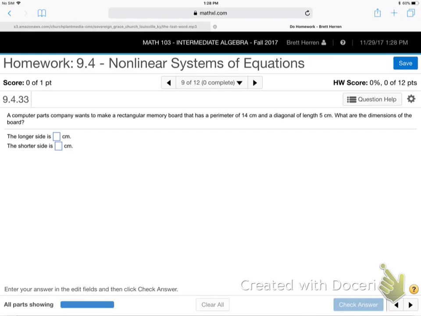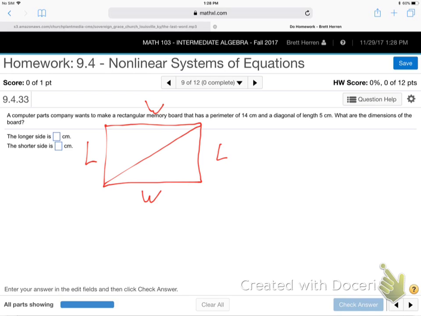All right, Computer Parts Company wants to make a rectangular memory board with a perimeter of 14 and a diagonal length of 5. What are the dimensions of the board? Okay, so if you have a rectangle, and you have a width and a length, and a width here and a length here, and then a diagonal.